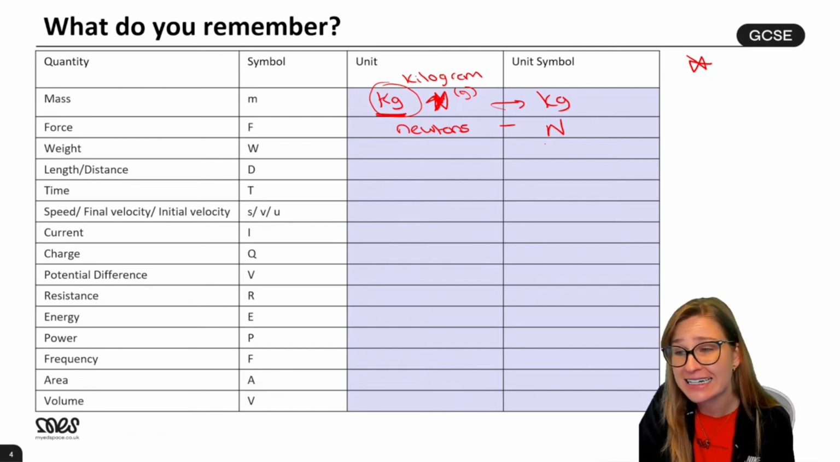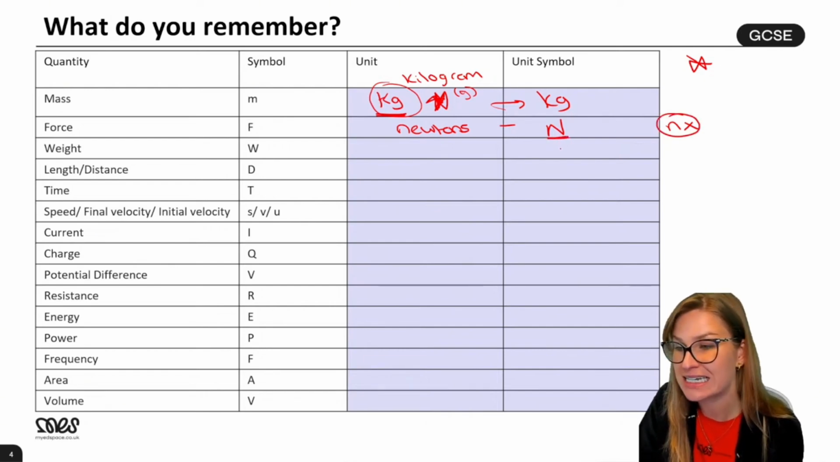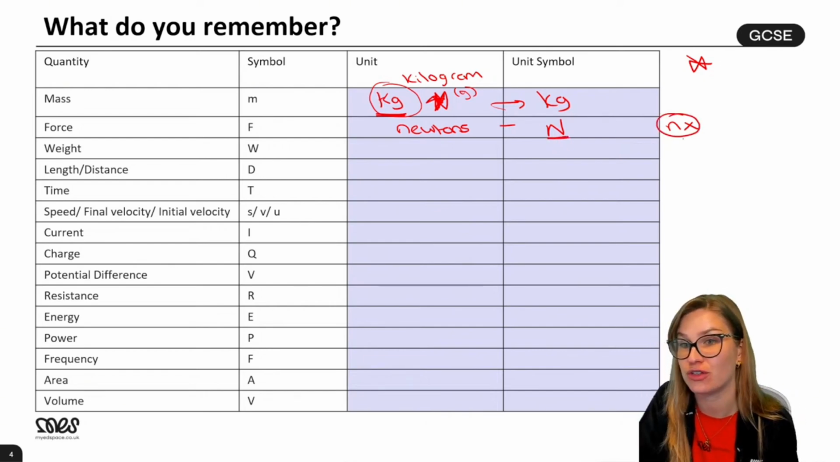If you write a little n, I'm so sorry, but you will not get the mark in physics. Does anyone know why? Especially if you're in triple. What is little n used for in physics? Why can't you use it for newtons? So little n stands for nano in physics, especially if you're in triple, you need to know this.